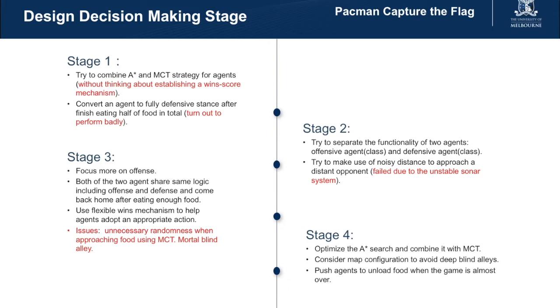Consider map configuration. To avoid deep blind alleys, push agents to unload food when the game is almost over. Now is the challenge experience section.